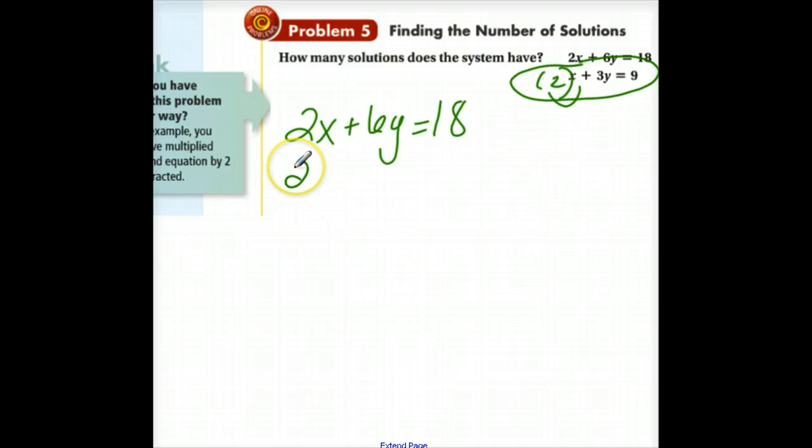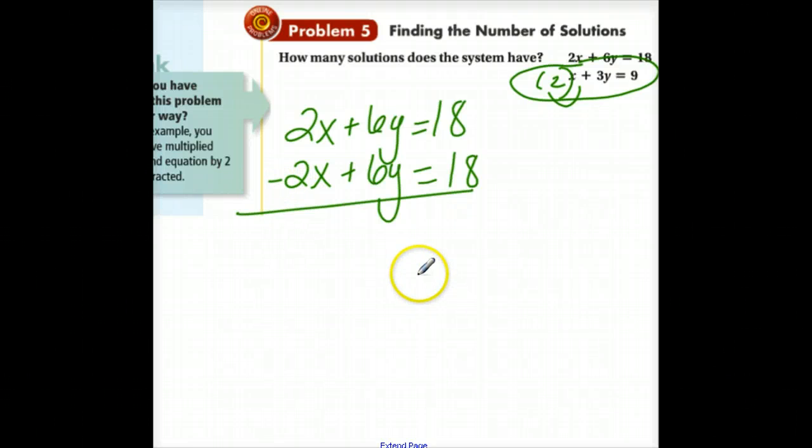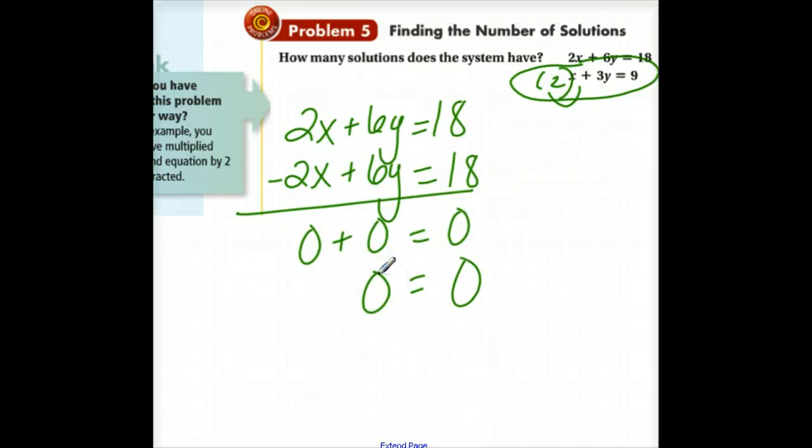2 times x is 2x. 2 times 3y is 6y. 2 times 9 is 18. All right, I have the same coefficient of my x's, so I'm going to subtract these two equations. 2x minus 2x is 0. 6y minus 6y is 0. 18 minus 18 is 0. My final answer is 0 equals 0. Well, those are the same numbers that equal to each other. This system has an infinite number of solutions.